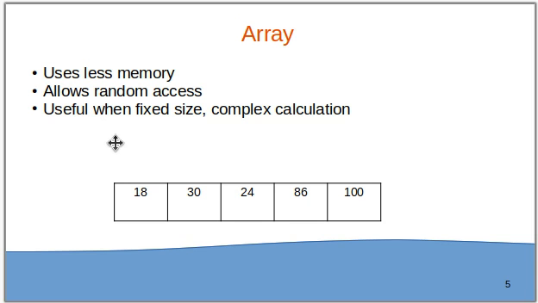Array uses less memory and it is of fixed size. We can access the data randomly with the index, and it is useful when we know the size of our data that is needed in the program before the compile time, and we have to do complex calculation on the data. So this is where the array is useful.